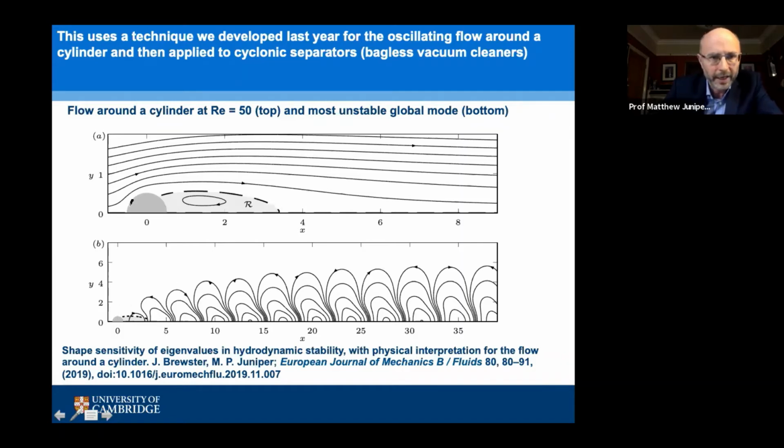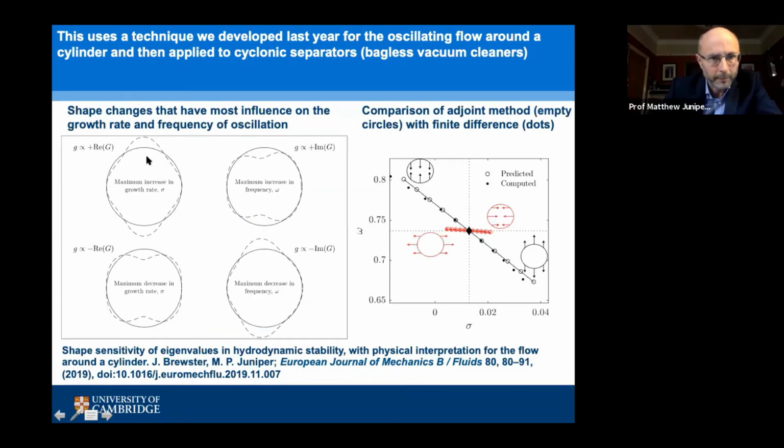So what we do is we say, if we wanted to change the growth rate or the frequency of this oscillation down here, how can we do so? By changing the shape of the cylinder. So we ask the question, how does the shape here affect the growth rate and frequency of this oscillating mode? This work was done by Jack Brewster, who was a PhD student with me who finished about a year ago. If we want to increase the growth rate, we need to push the cylinder up at top and bottom. And of course, the opposite is that if we want to decrease the growth rate, we have to pull the cylinder in, make it more streamlined.